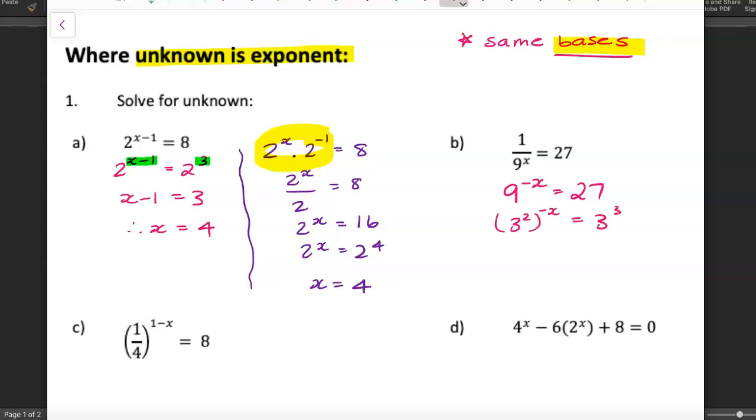So I'm going to just use the power to a power law. So I've got 3 to the power of negative 2x is 3 to the power of 3. This tells me the negative 2x must be equal to 3. So if negative 2x equals 3, then x is negative 3 on 2.